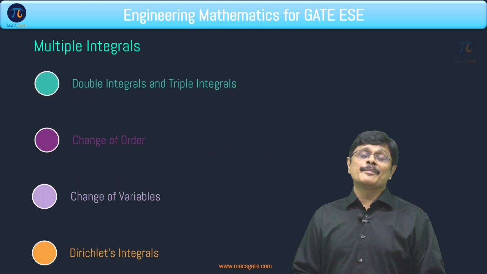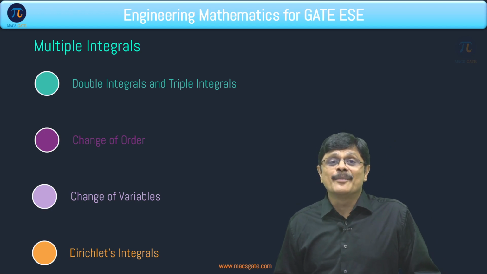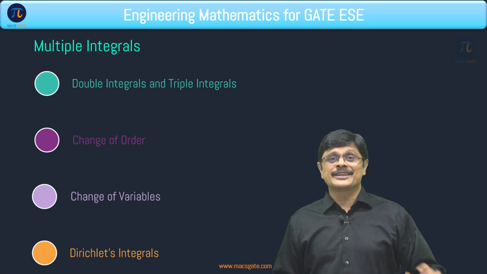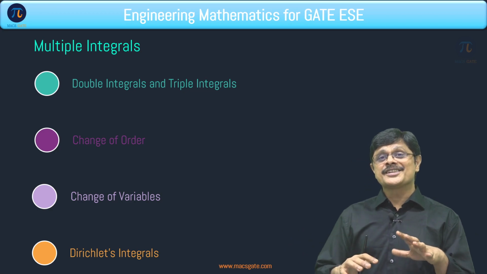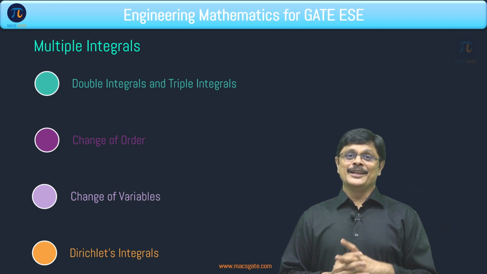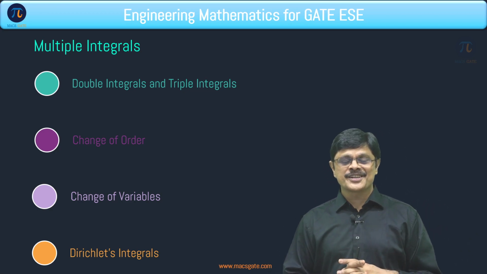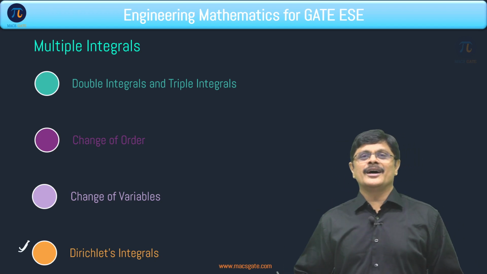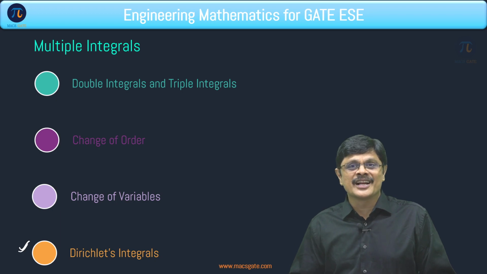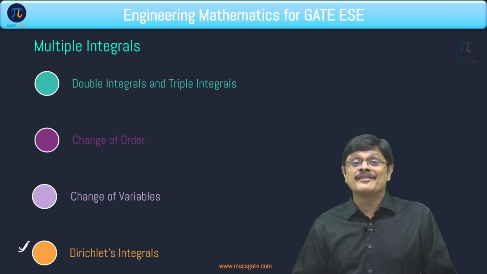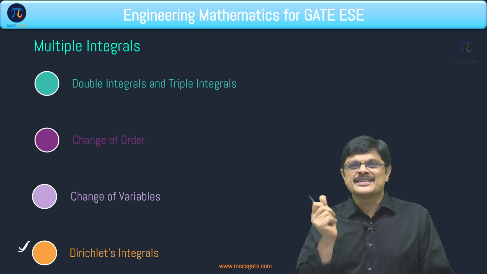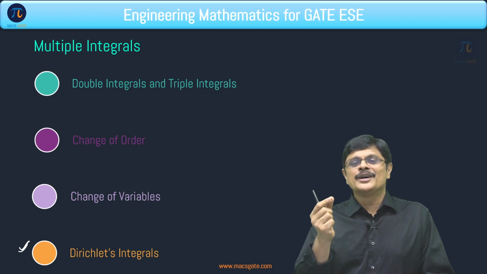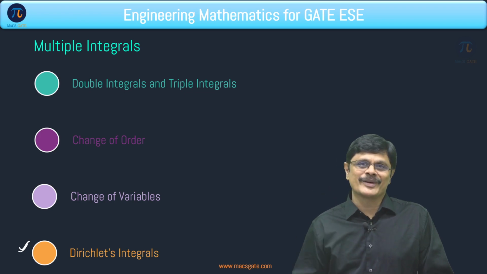Then under multiple integrals, we will learn how to find double integrals and triple integrals with constant limits of integration and variable limits of integration. Then how to change the order of integration, how to change the variables, and there is one very, very interesting formula called the Dirichlet integral method, or formula you can call it, which can solve some problems just like that. Just using the formula, you can solve many problems very, very quickly, especially volume based problems.